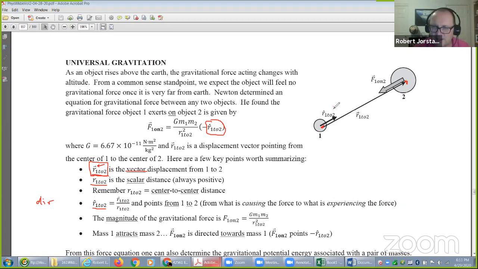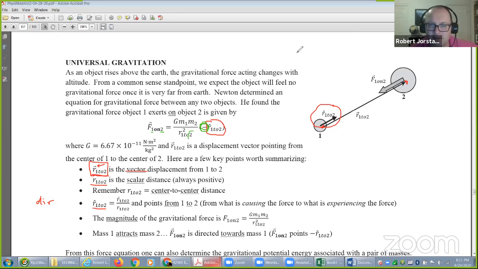So notice this is the direction from 1 to 2. And look at this carefully now. The force that 1 exerts on 2 is directed towards 1. Think about this. When you have two objects, gravity pulls them together towards each other, inwards, negative R hat.